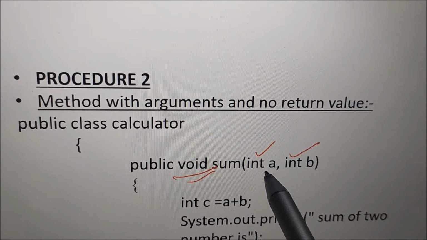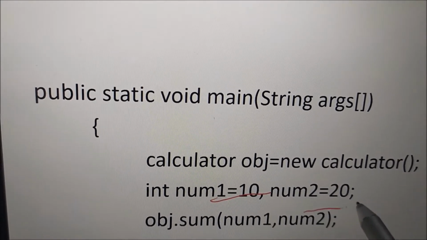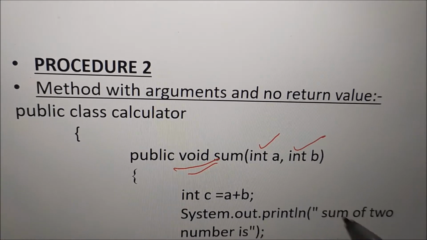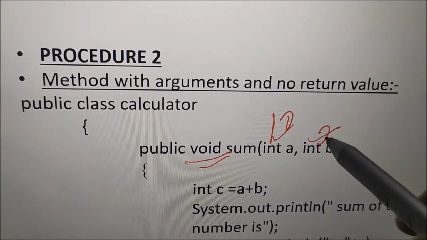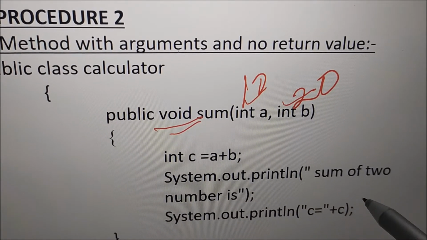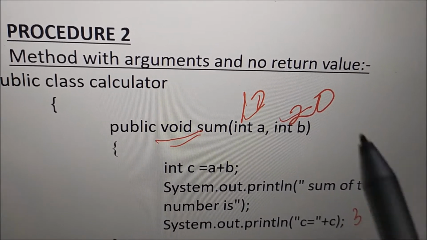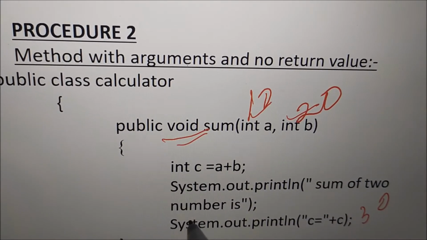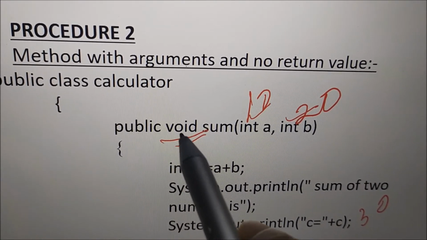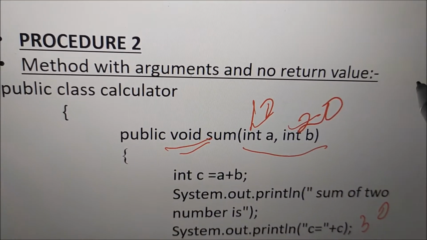Okay, so whatever the value, just look at here, that num1 and num2 value 10 and 20 pass to here. 10 and 20 go to the a and b, 10 and 20, and this 10 and 20 has to be used. 30. The c has to be displayed here as 30. Okay, so only here the data is coming from the calling method and the result has to be displayed inside the method. So that's why it is void method and the argument written here. So with argument, no return value.